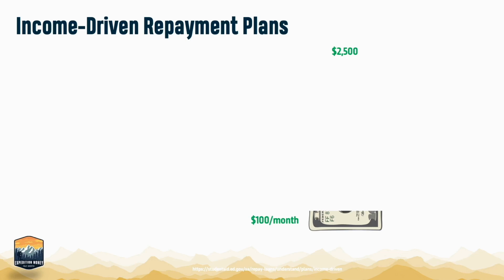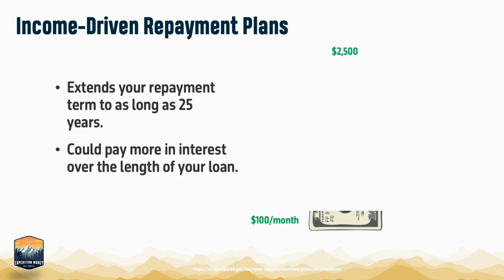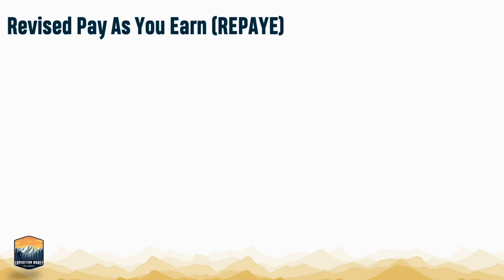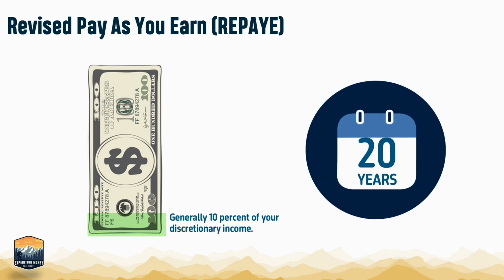Now keep in mind, this could extend your repayment term to as long as 25 years, and you could end up paying more in interest over the length of the loan. While there are several income-driven repayment plans, they differ from each other. But here's a popular one, the Revised Pay-As-You-Earn plan, also referred to as REPAYE. This plan sets the payment just as I described before, at 10% of your discretionary income. Because this payment could be quite a bit less than the standard 10-year repayment plan, payments on this type of loan could continue for up to 20 years.